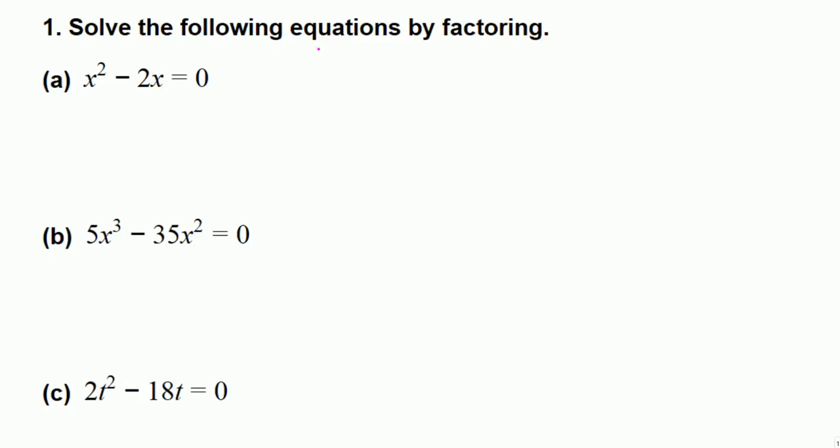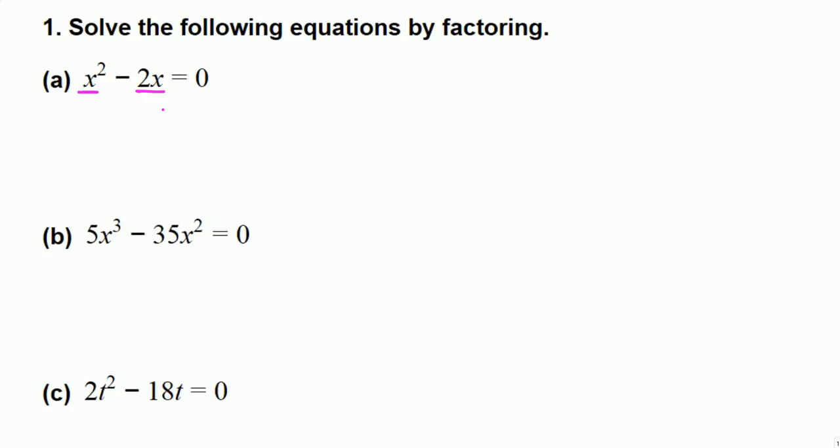Solve the following equations by factoring. Part A, x squared minus 2x equals 0. Since the right hand side is 0, all we have to do here is look at the common factors in these two terms. X squared is the same as x times x. So we have x times x here.